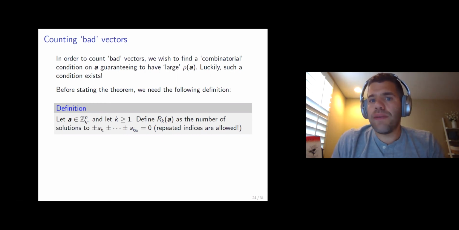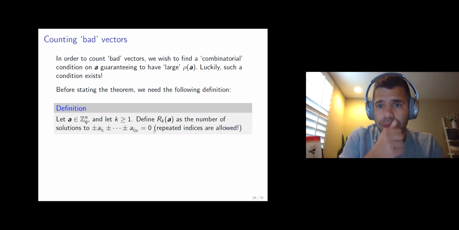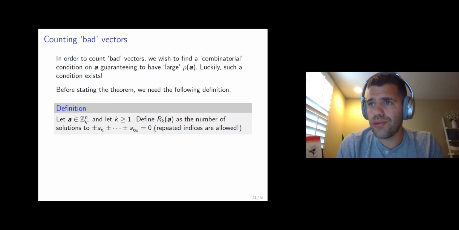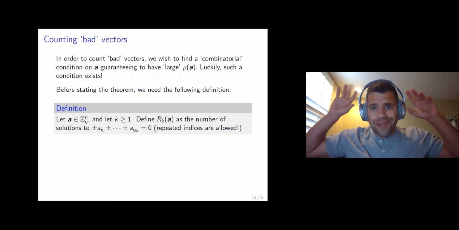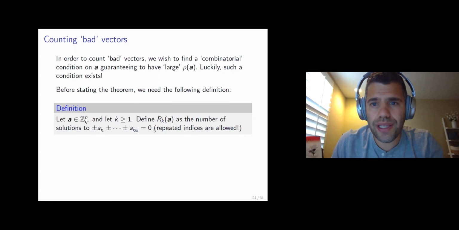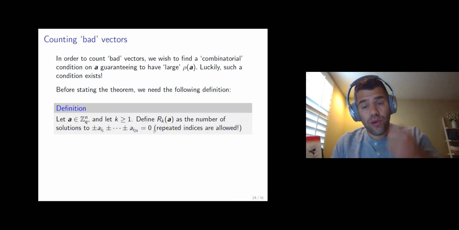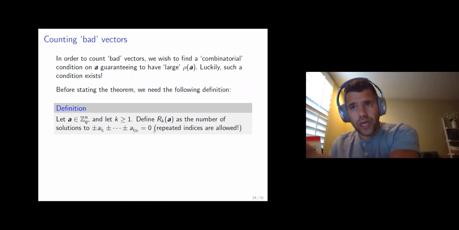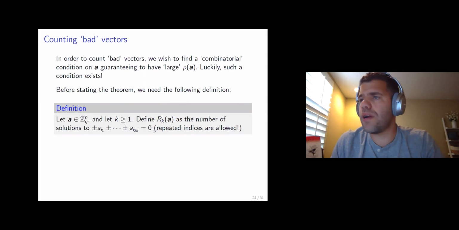In Halász's inequality, there is some very combinatorial condition. So let's make this definition. It's not the same R from the robustness part that I talked about. Given a vector A in Z_q^n and some k which is at least 1, we define R_k(A) to be the number of solutions to plus-minus a_{i_1} plus-minus ... plus-minus a_{i_{2k}} equals 0. You fix some k, and then you look at all the signed solutions to 0 where you can take repeated indices from the vector A. You can think of it as some kind of hypergraph hidden here. Given A and k, you can count how many such solutions exist, so you have this parameter R_k(A).